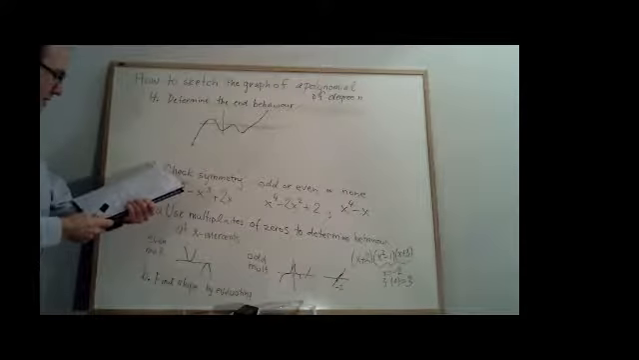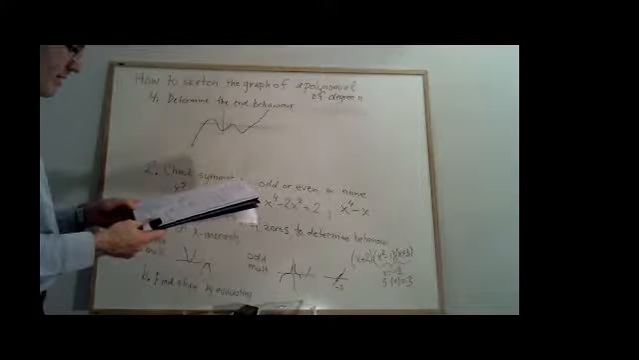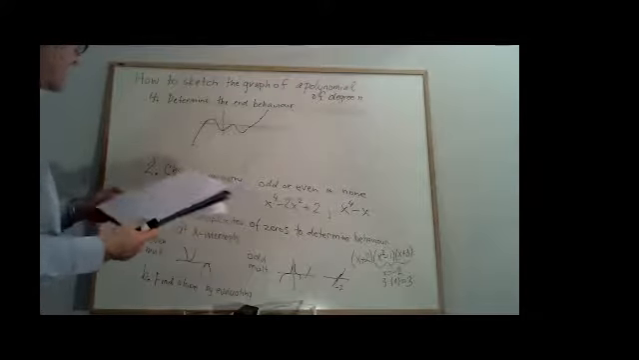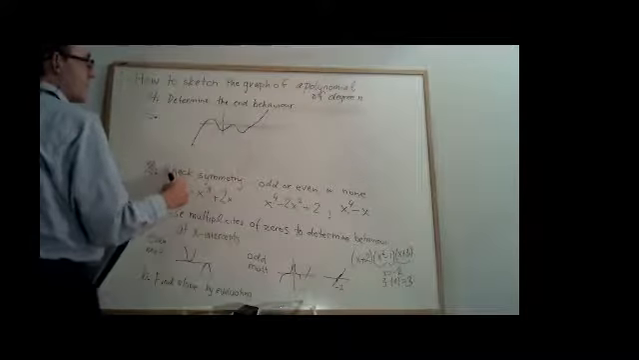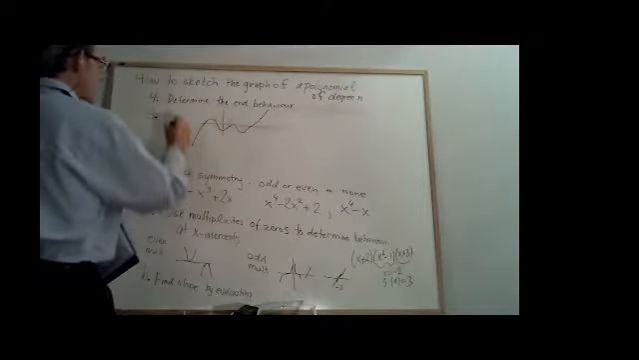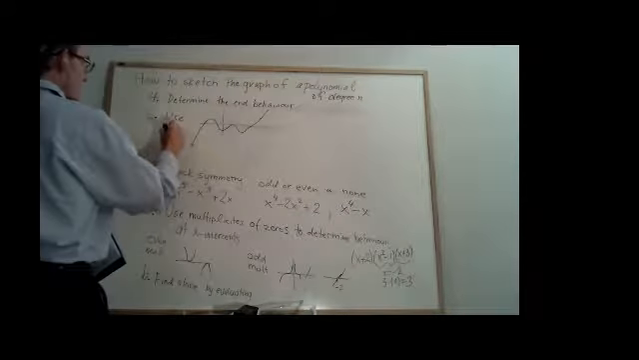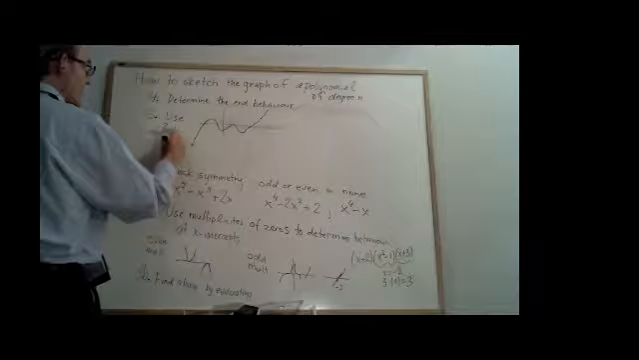So number 5, use the end behavior and the behavior of intercepts to sketch the graph. So that's what I'm doing here. So use 3 and 4, 3AB and 4, to sketch.